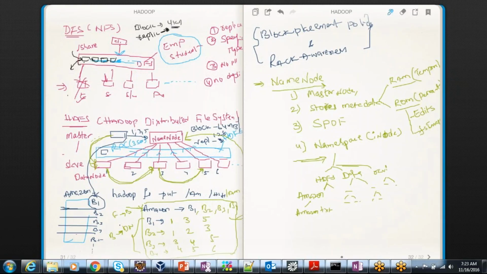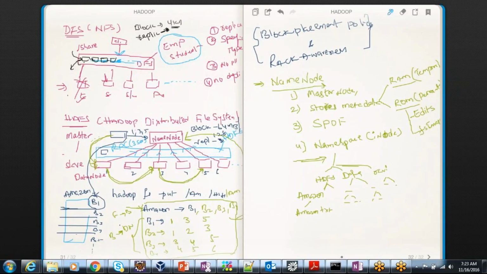And we call it the name node because it maintains the namespace. It will maintain the namespace information. That's why we call it a name node. The name node maintains the namespace in the form of a tree structure, in the form of objects.